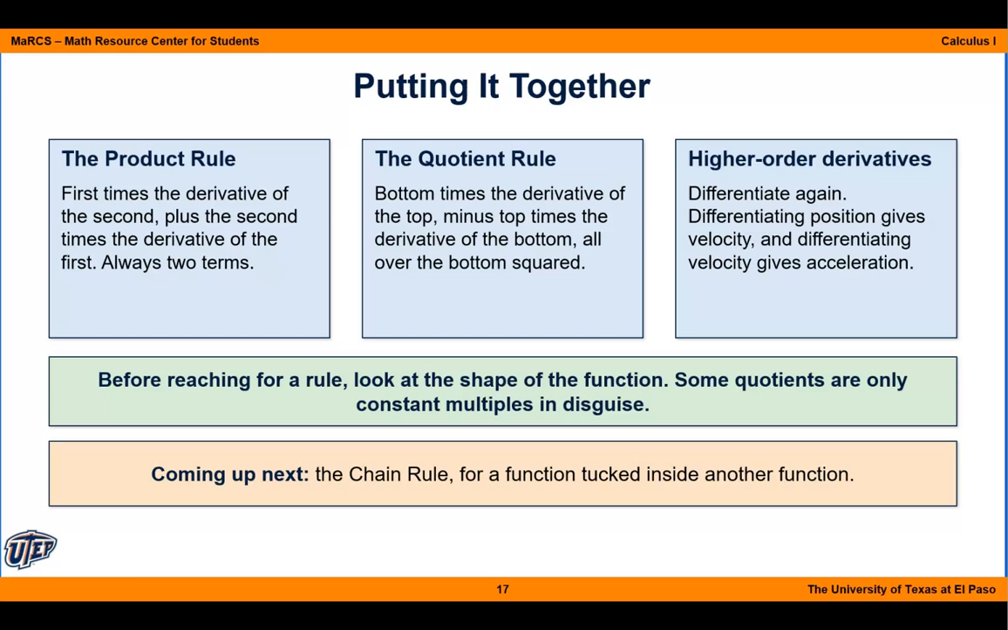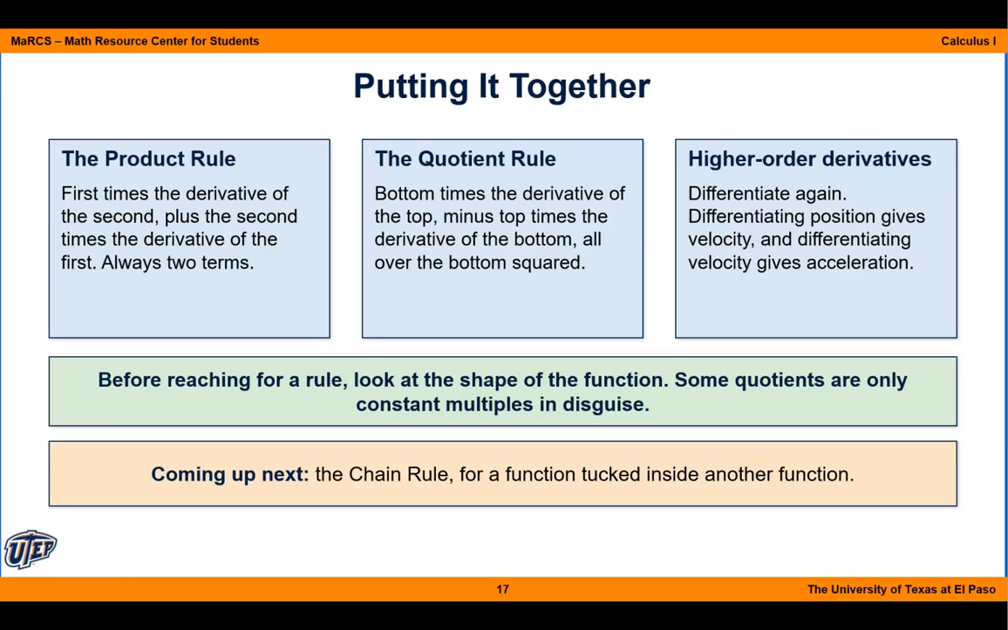Let's bring the main ideas together. For a product y equals f of x times g of x, the product rule gives us y prime is equal to f of x times g prime of x plus g of x times f prime of x. Each factor contributes one term to the derivative.